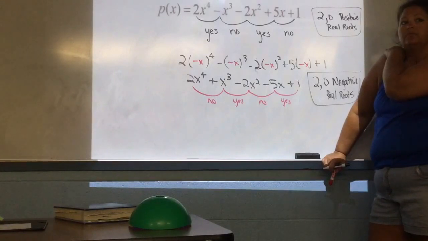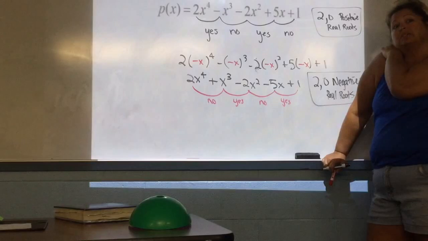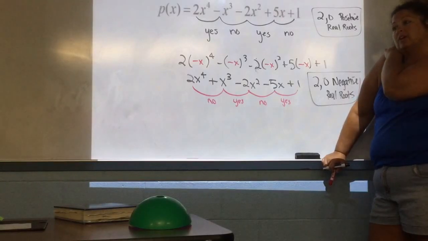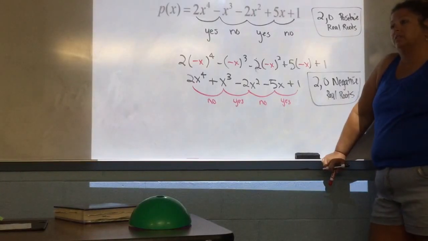I think you're going to get 2 of both. Well, is that possible? Yep. It is possible because there is a power of 4 there. The highest power is 4. But if you get 0 of one.